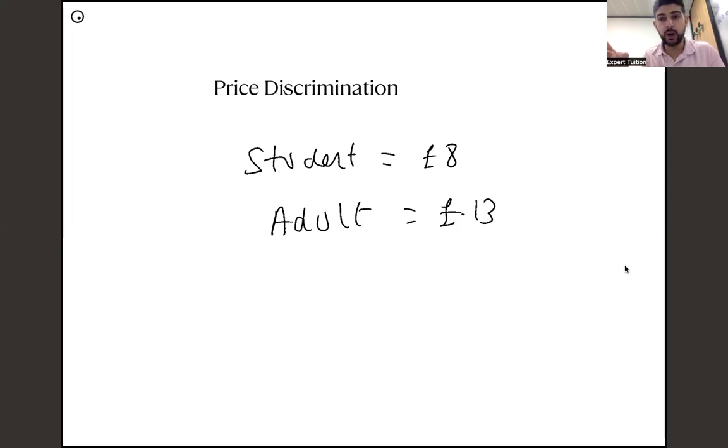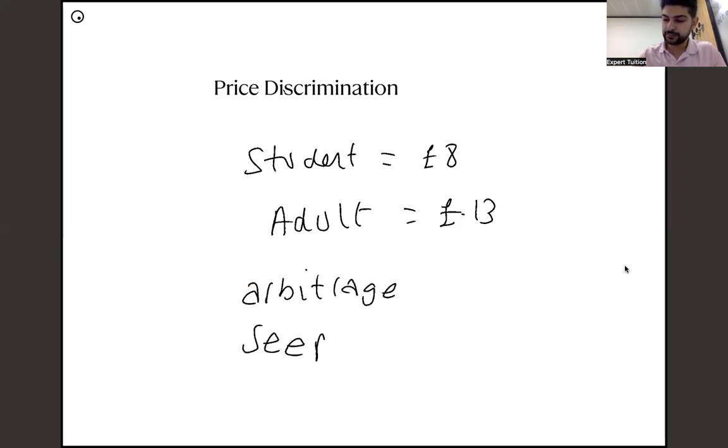Now, there's two cool words to add to this. This is to prevent, and I'll explain what these are in a second, arbitrage, which is spelled like this, and seepage, which is spelled like this. Okay, so let's talk about what arbitrage and seepage is.